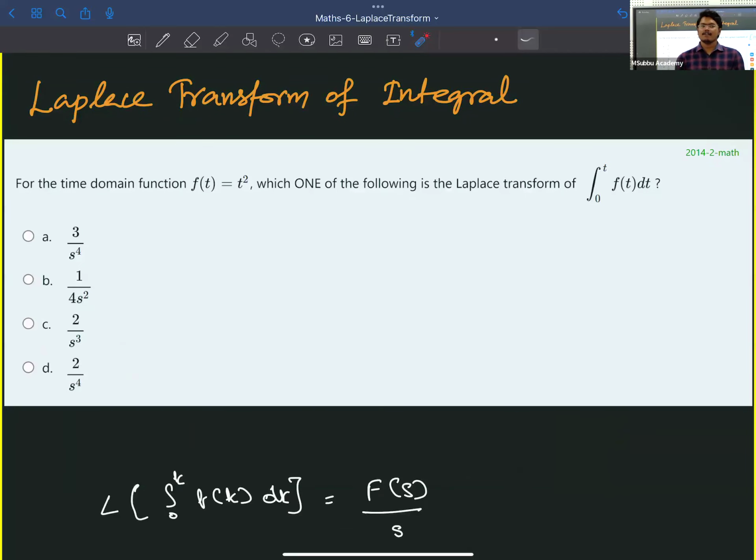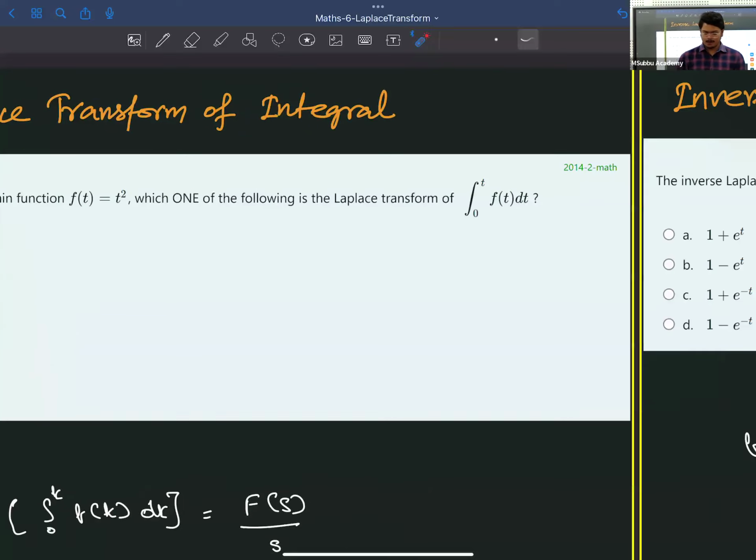Okay, is that clear? If you have any doubts, I'll give some 5 seconds. You can just ask me. Okay, then I hope it's clear. We'll move on to the next problem.